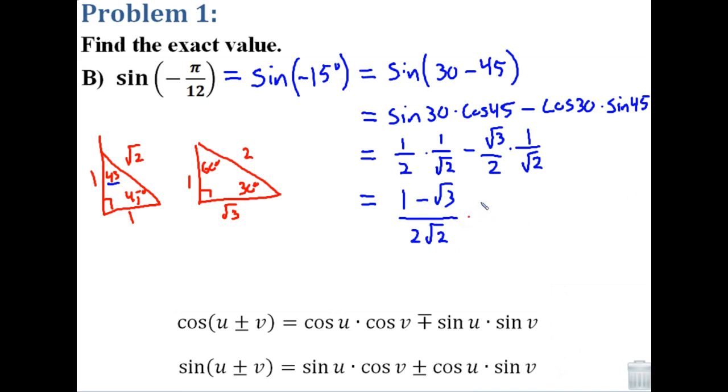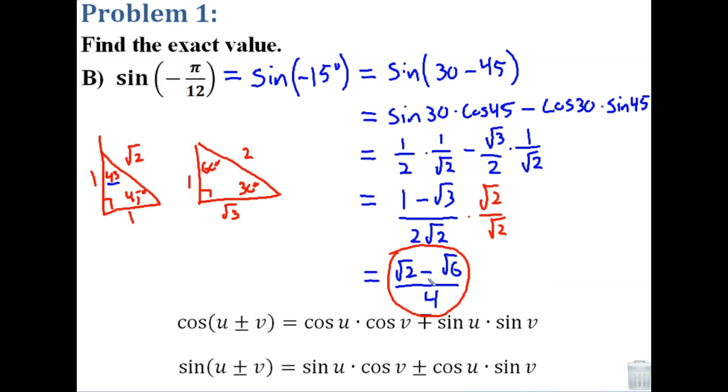And then my last step, we'll rationalize, we'll multiply by root 2 over root 2. And that's going to give me root 2 minus root 6 all over 4 once again. Okay, again, similar answer. You're always going to have a 4 on top. You're going to have a root 2 or root 6 for a problem like this.